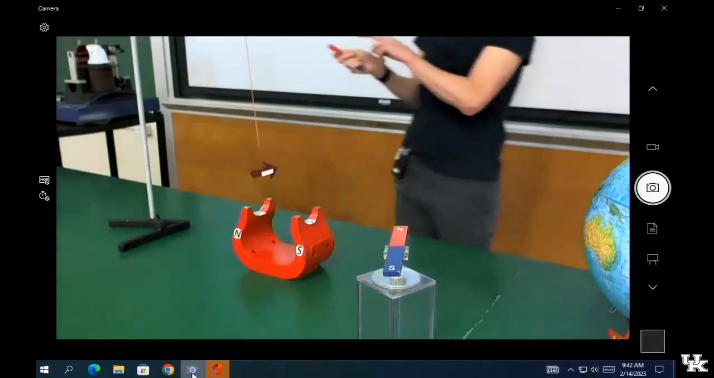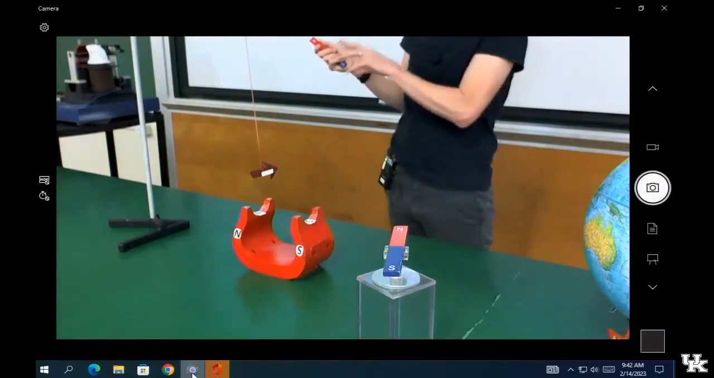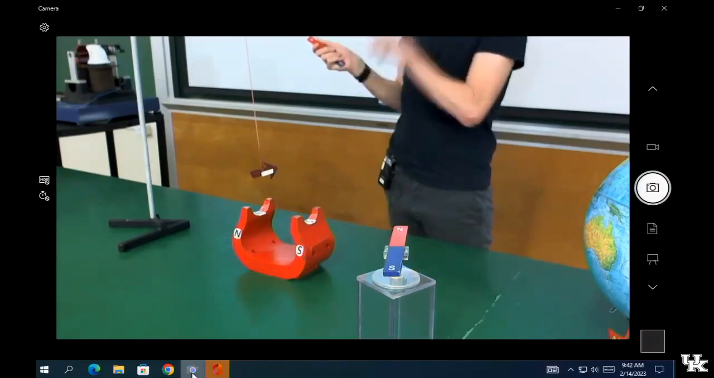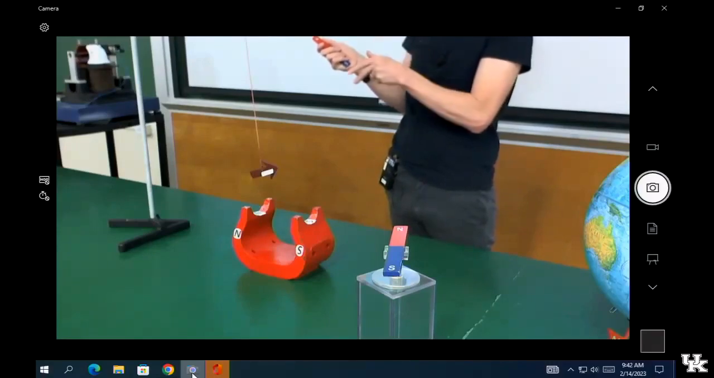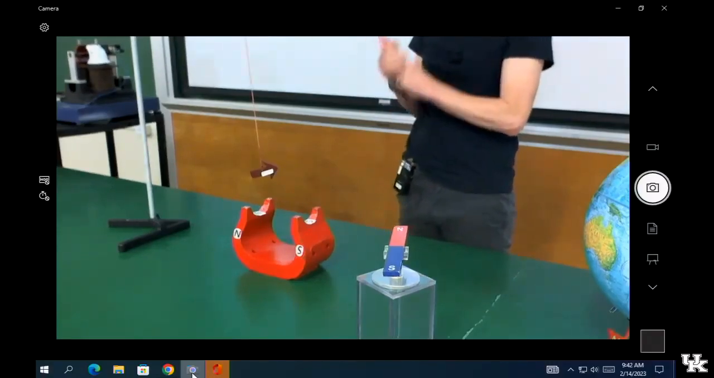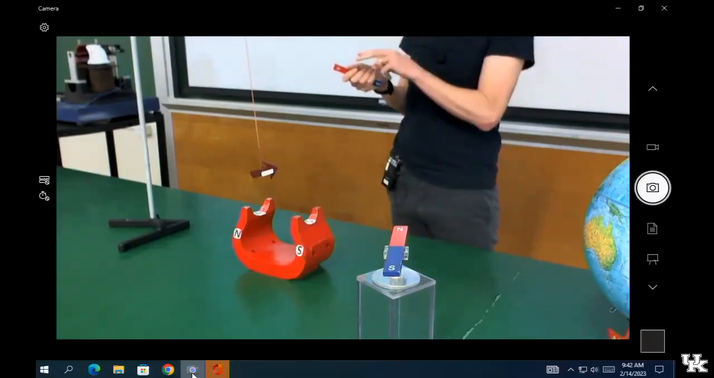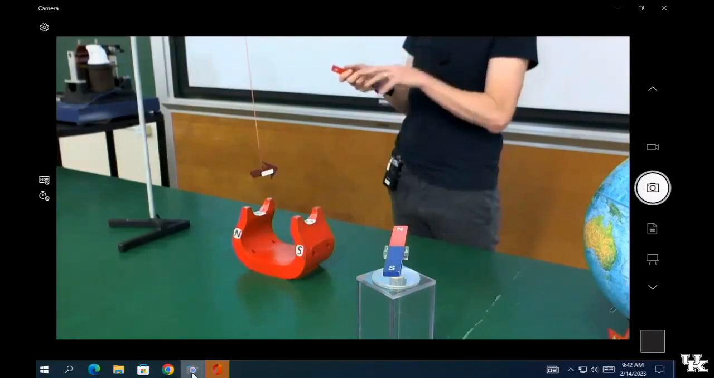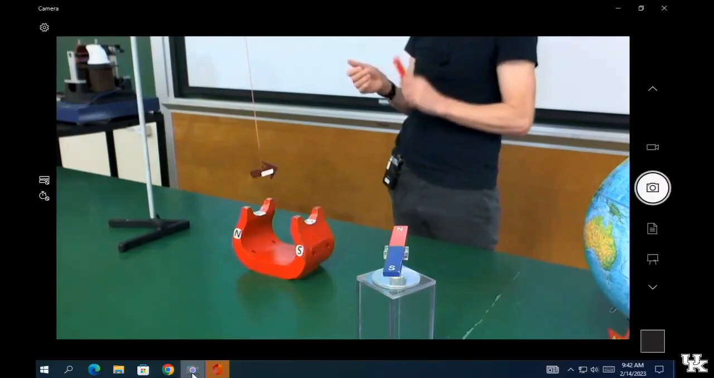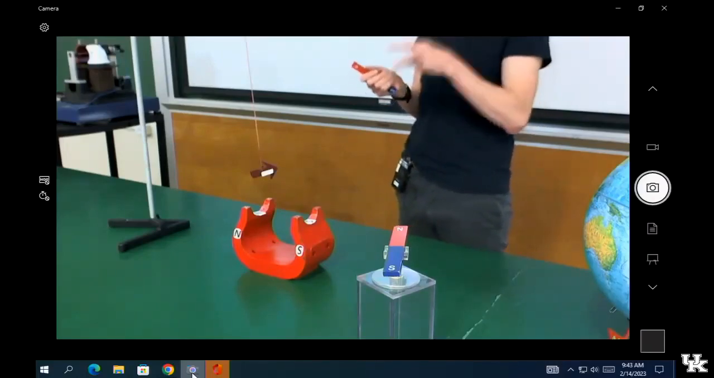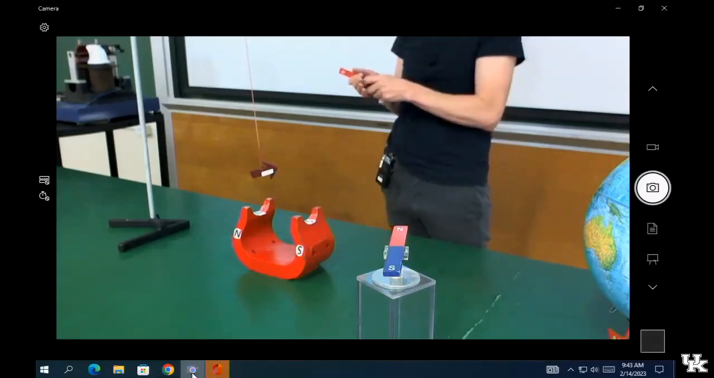Just like unlike charges, a positive and negative, attract one another, and like charges repel one another, two positives repel, two negatives repel. Unlike poles, magnetic poles, attract one another, and like poles repel one another. So a north pole and a south pole, a magnetic north and south pole, will attract one another. A pair of north poles will repel one another, and a pair of south poles will repel one another.